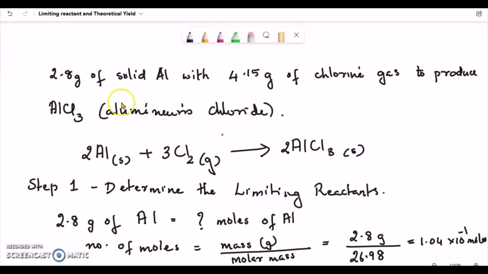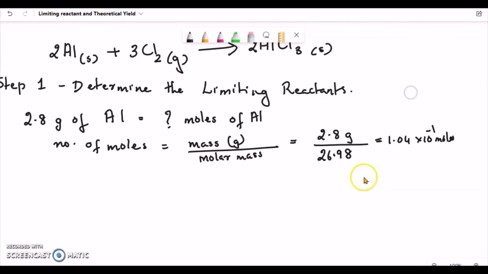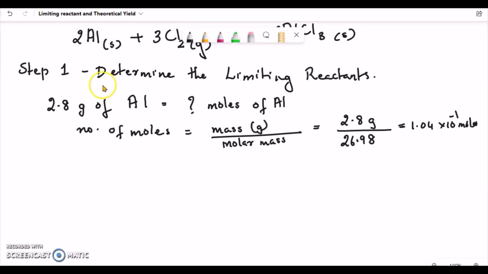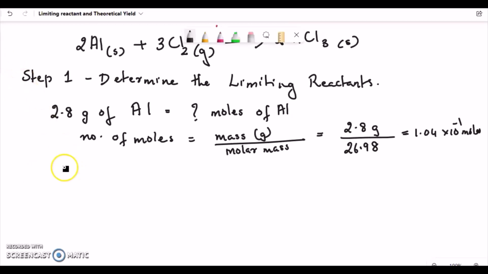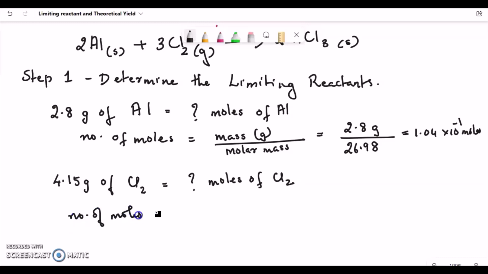Similarly, we have to find the number of moles of chlorine gas. Using the same method, we can get the number of moles of chlorine from 4.15 grams of chlorine gas used in our reaction. How many moles of chlorine gas is that? Number of moles, we use the same equation, that is equal to mass in grams of chlorine divided by molar mass.